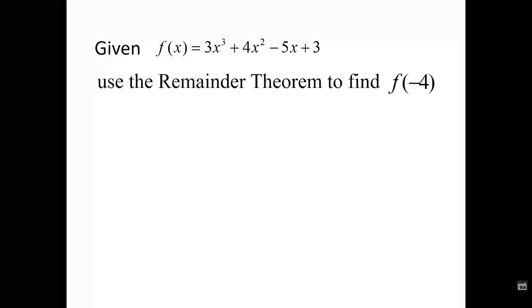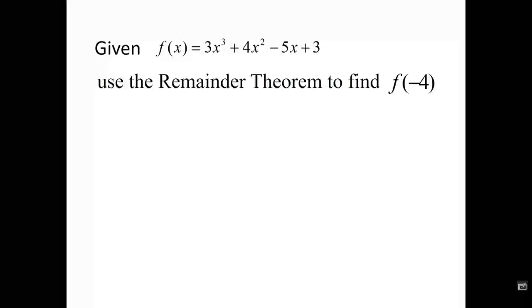Let's look at an example of the remainder theorem. Given the function f of x is equal to 3x cubed plus 4x squared minus 5x plus 3, use the remainder theorem to evaluate f of minus 4. So we're going to use the remainder theorem to evaluate the polynomial function at a negative 4, rather than merely just substituting a negative 4 for x and then performing the indicated operations.